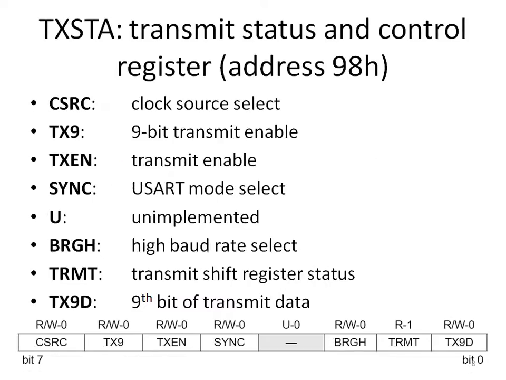So TXSTA, now 2 in the upper nibble means 0, 0, 1, 0. As I'm using asynchronous communication, I'm not going to use this particular bit, and 0, I'm not going to transmit 9-bit data, so it is only 8-bit data, and 1, I'm enabling the transmitter block, and then 0, which indicates I'm using asynchronous communication. So this completes 2, and the LSB is 4. So 4 means 0, 1, 0, 0. So BRGH is 1, it means I'm going with high speed data transfer, and then TRMT is 0, it is a read only bit, we have to monitor this, and then TX9D is 0.